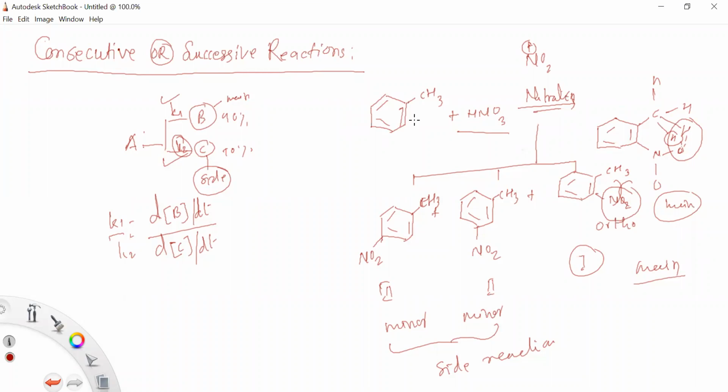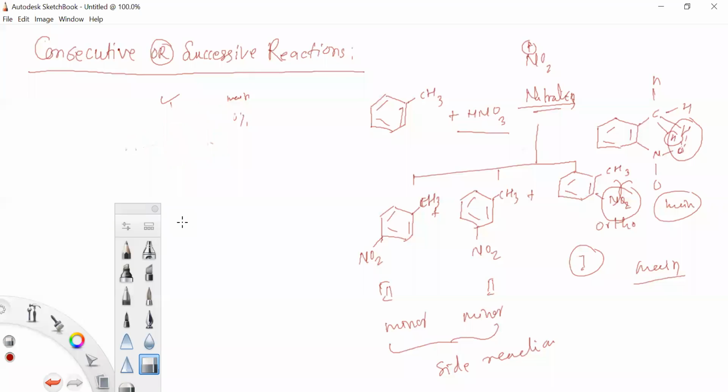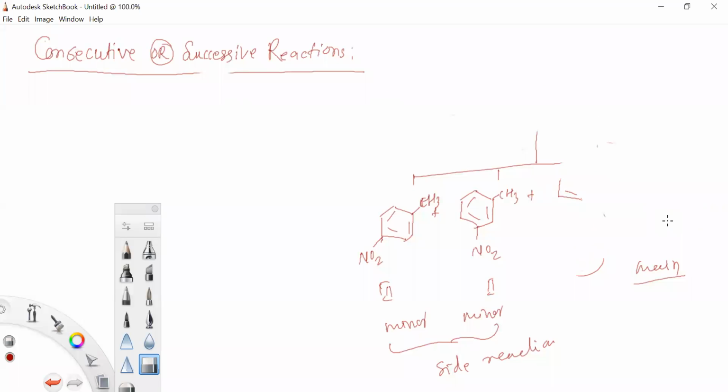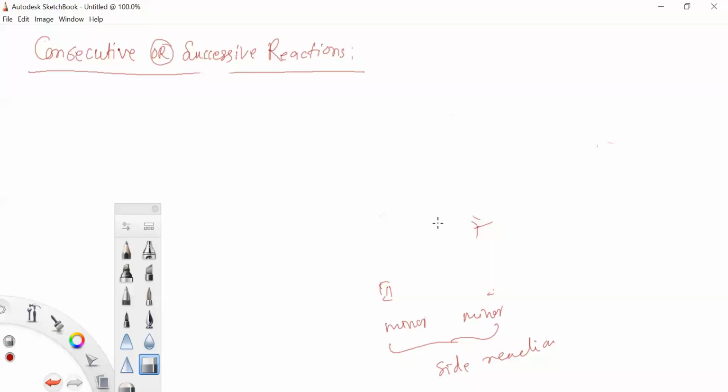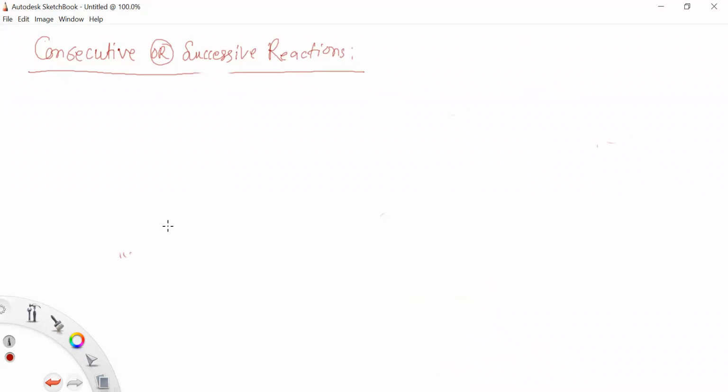So next we will see the consecutive and successive reactions. What is the definition of consecutive or successive reactions? Yesterday we saw what is meant by consecutive reactions and successive reactions. The chemical reactions which proceed from a reactant to the product through one or more intermediate stages are called consecutive reactions or successive reactions.